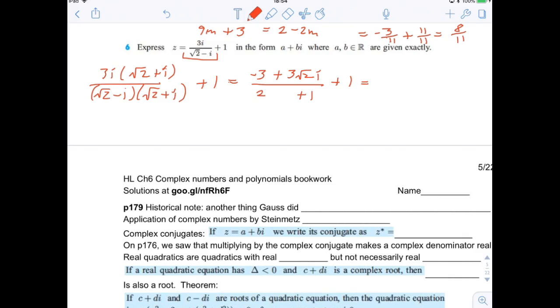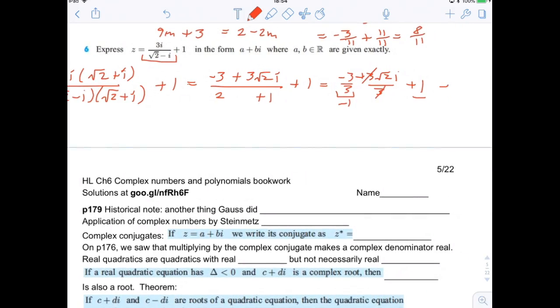So let me rewrite everything. So we got negative 3 plus 3 square root of 2i divided by 3. And so each one of these is divided by 3. And then we add 1. Oh, look, negative 3 over 3 is negative 1. We add it to the 1 that's over here, and we get 0. And then we cancel out the 3's here. It simplifies a lot. It simplifies to square root of 2i.